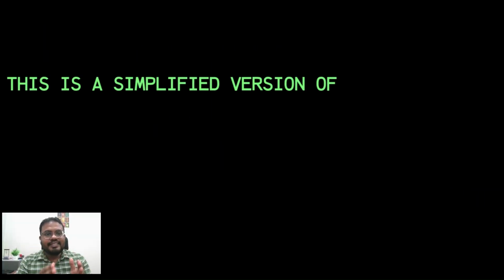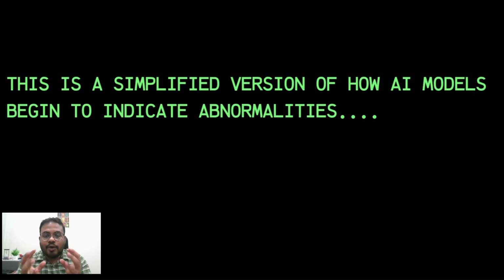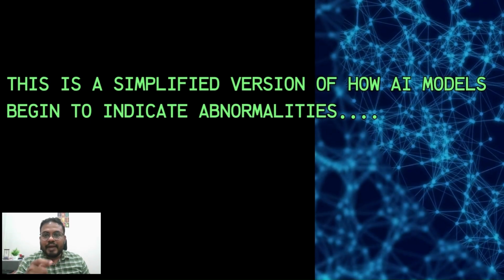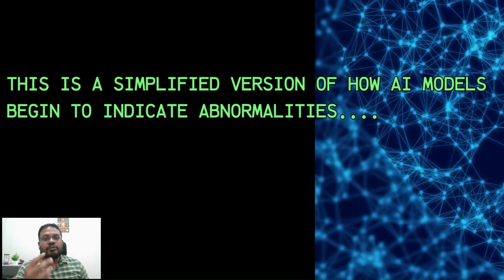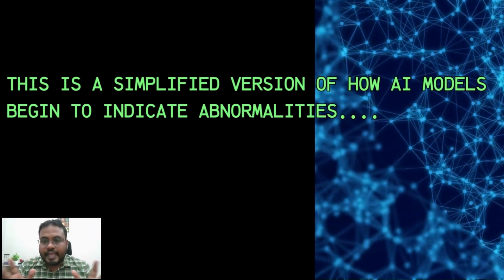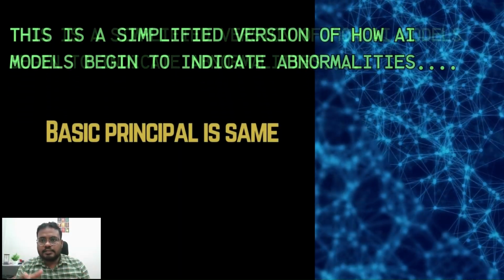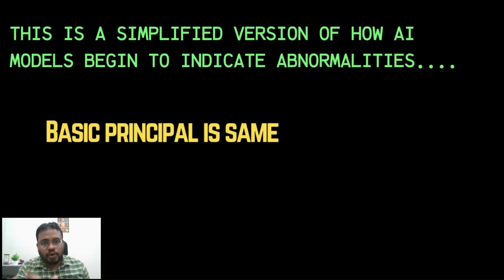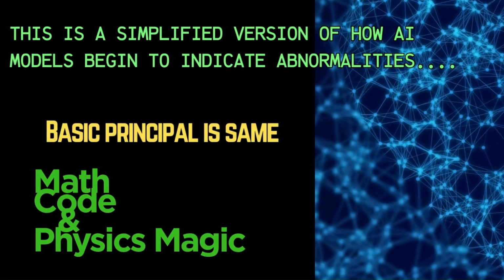This is a simplified version of how AI models begin to learn patterns that could indicate abnormalities. Real AI tools are trained on thousands of labeled scans. But the foundation, the basic principle, is what you just saw: math, code, and a little bit of physics magic.